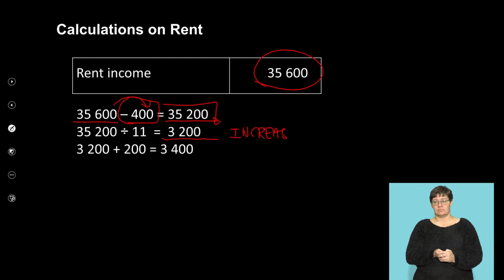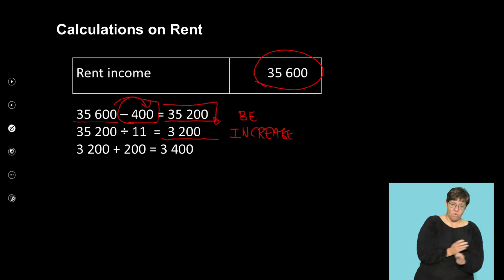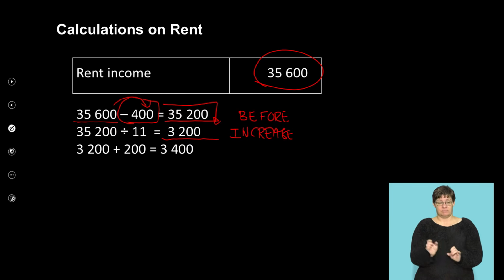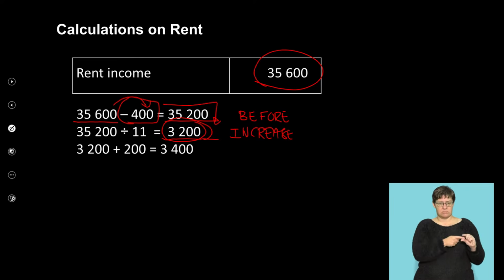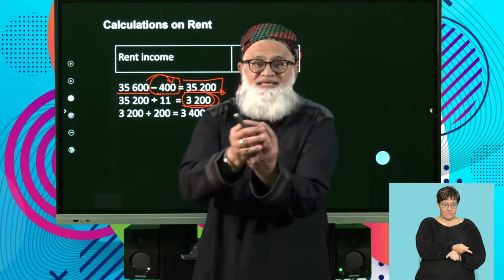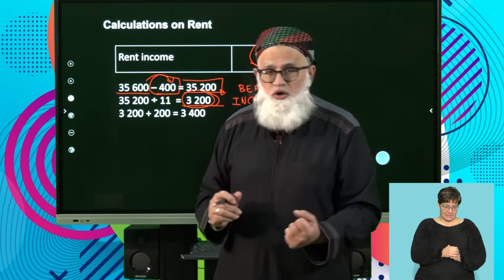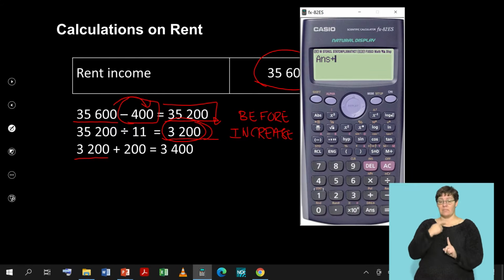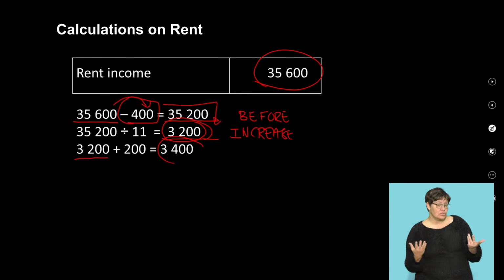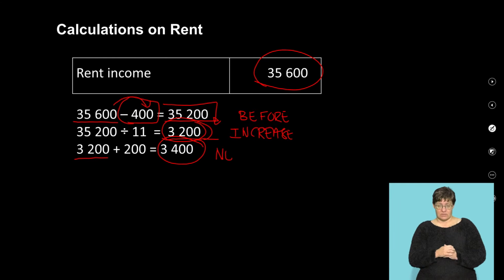Okay, guys? It was the figure before the increase. Clear? Now, if that was my amount before the increase, what do I now do? I've got the figure before the increase, so I now add the increase to that amount. Take your 3,200, which we've calculated there, plus the 200 increase, meaning that your new rental will therefore be 3,400. That will be the new rental after the increase.